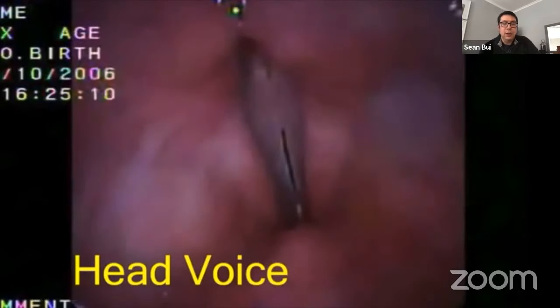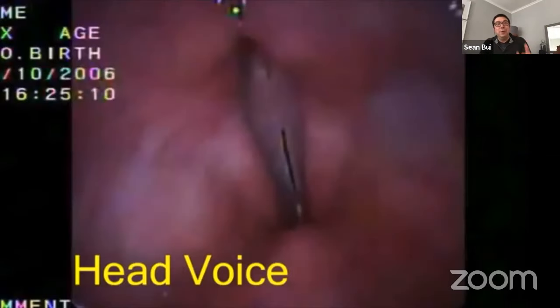People often ask, how do I know if I'm singing with falsetto? Am I singing with head voice? What's the difference? The truth is, it's very hard to tell when someone's singing at you and you're trying to assess in person without scoping them. And this is a nasendoscopy. So the camera goes up your nose and down into your throat.